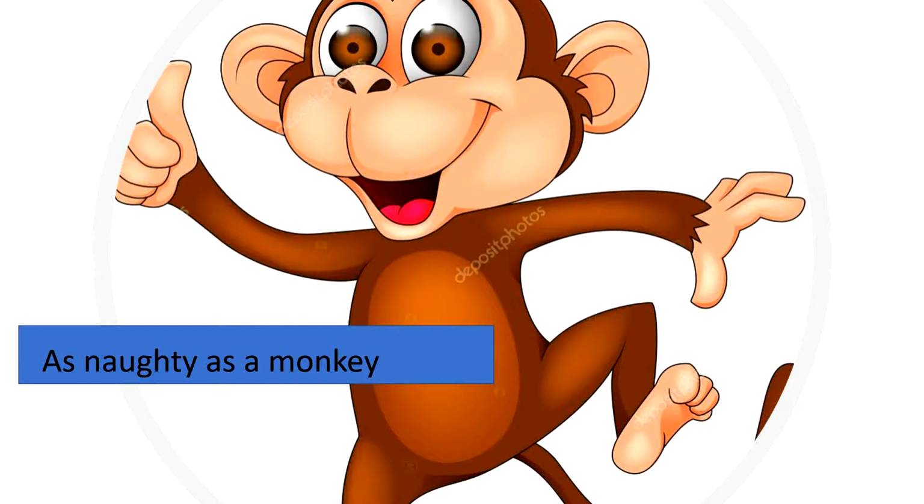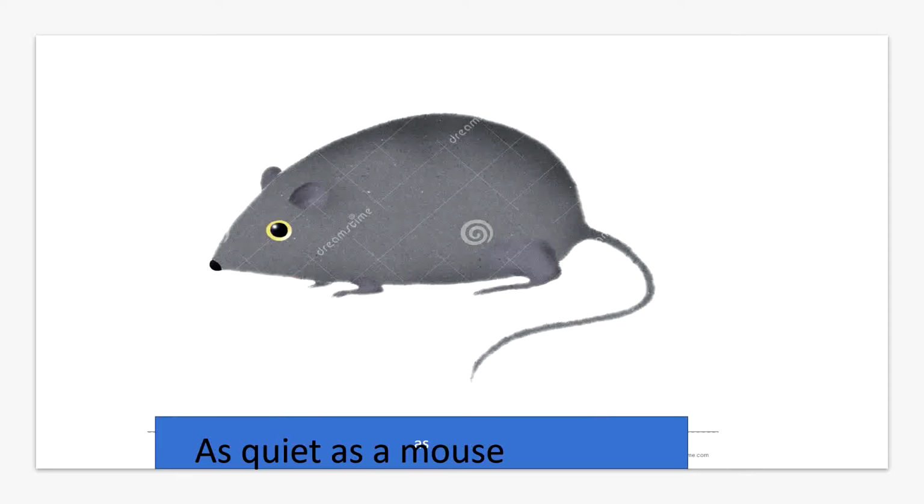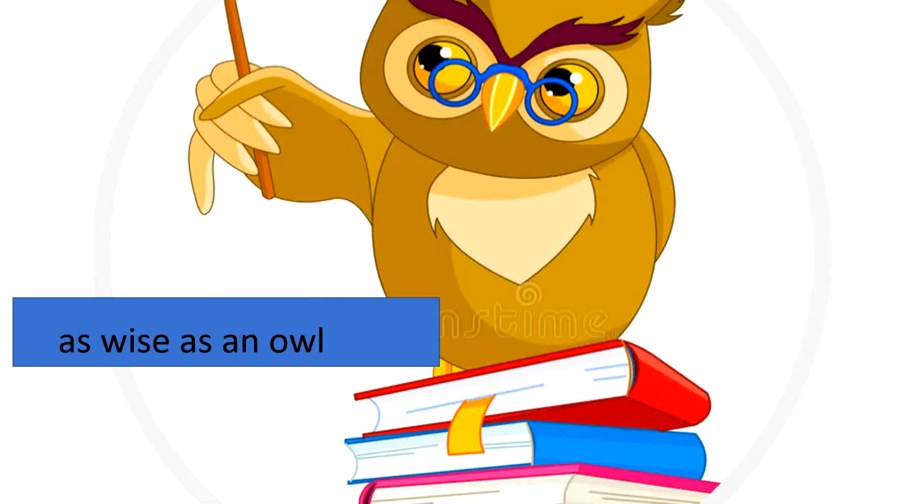Then, this all of you may be knowing. I think your parents also might be calling you this sometimes. As naughty as a monkey. My cousin is as naughty as a monkey. As quiet as a mouse. When grandmother was sleeping, we went into her room as quiet as a mouse. As wise as an owl.